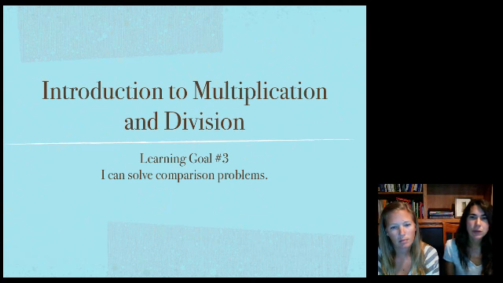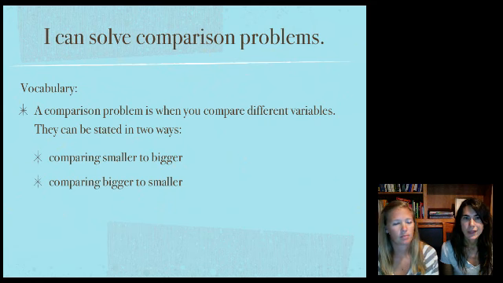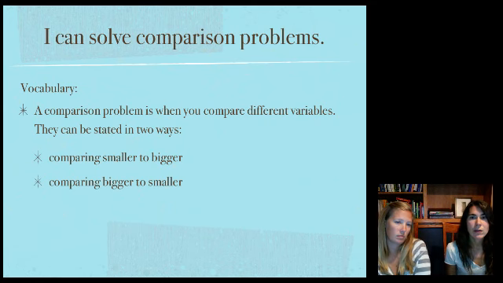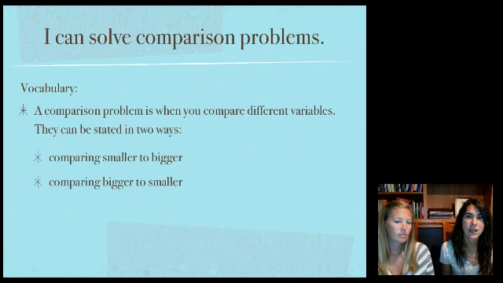All right, learning goal number 3. This is going to be on your next page in your math journal, and it is going to be that you can now solve comparison problems. So earlier you learned about combination problems, and today we're going to focus on a different type of story problem, but now you're going to be comparing two different variables. So this is the vocabulary you'd like to jot down in your notebook.